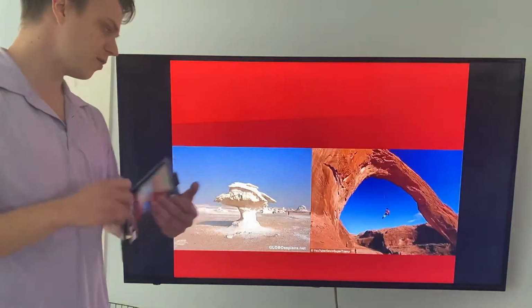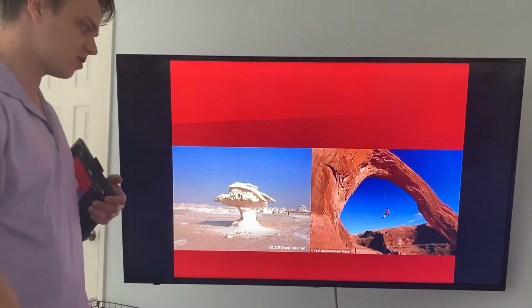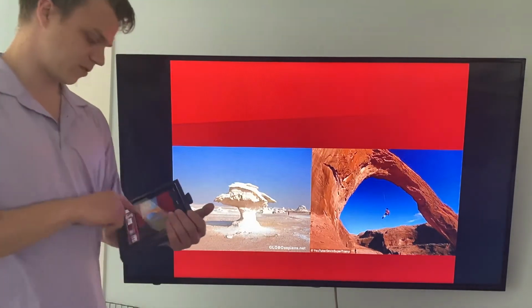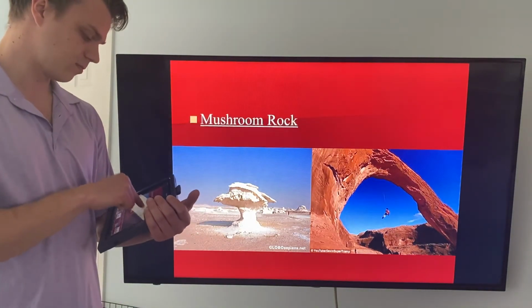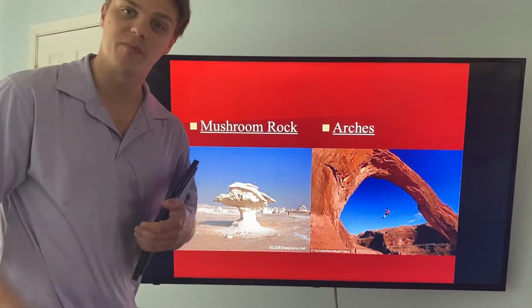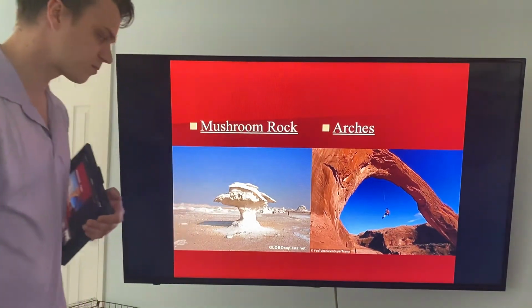What do we end up with? We end up with these weird features in deserts. Mushroom rock, an arch, okay? There's the mushroom rock, there's the arches. How does a mushroom rock form? This is going to be in your Nearpod.